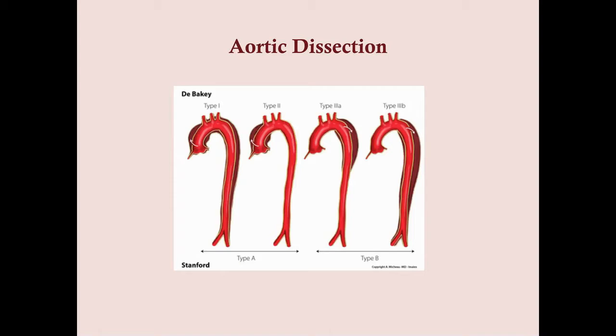So this is the DeBakey and Stanford classifications of aortic dissection, and this is more important for surgery, but I did want to put it up here just to show that there are different places where the aorta can become dissected. And I also wanted to note that the type 1 DeBakey classification is the most common. So to have your dissection at the ascending aorta. But it can happen at any point in the aorta.